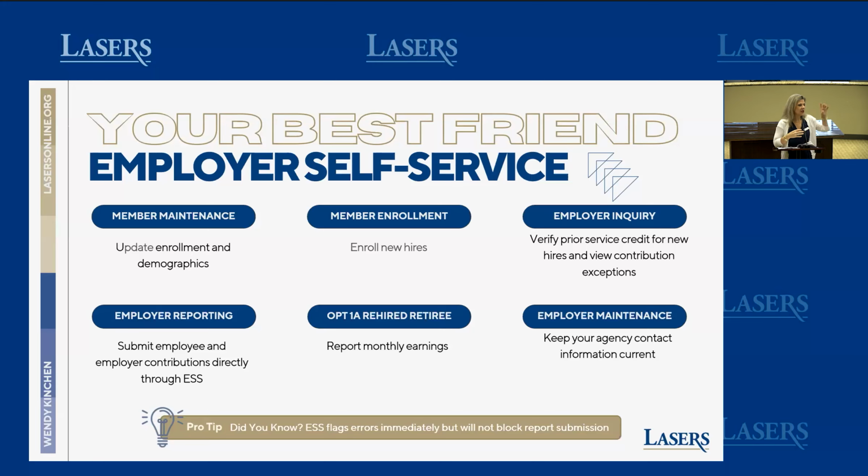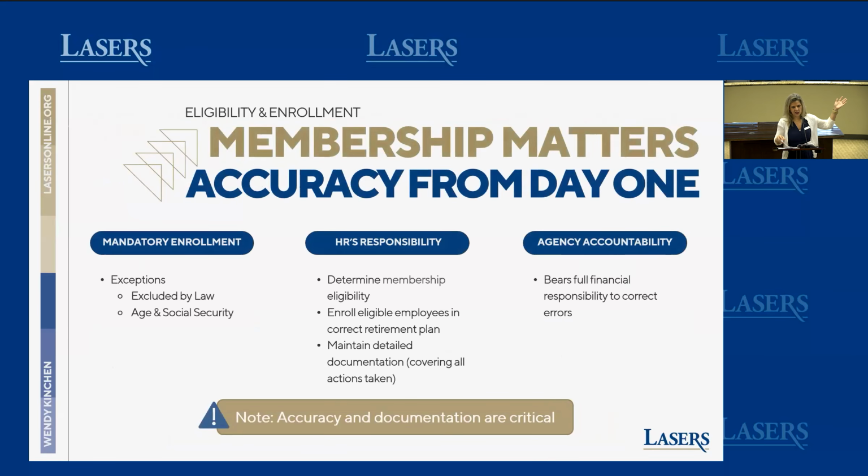It's as easy as opening employer self-service, going into employer inquiry, and entering their social security number. That is all you have to do, just to determine, do they have any prior service credit in one of the systems. Then they obviously have employer reporting for your monthly reporting, and employer maintenance is where you can keep your contact information up to date, as well as option 1, reporting for rehired retirees. This is going to help you determine errors. The faster you fix them, the less you have to deal with later on in the end, right? Accuracy is key from day one.